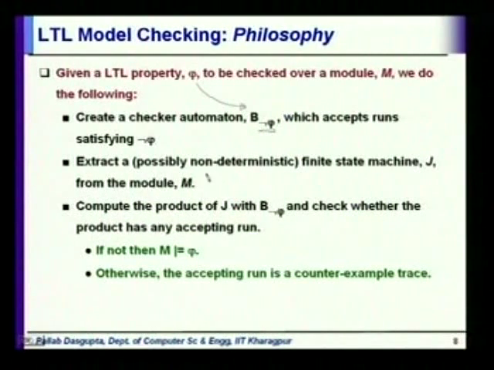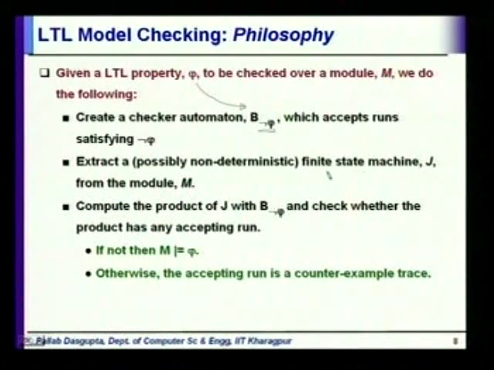Now, we extract a possibly non-deterministic finite state machine J from module M. Why can it be non-deterministic? Because the module M may have inputs, and the next state inputs are non-deterministic. It is with the environment. So you do not know what the next state inputs are. You can treat that as non-deterministic, that the next state inputs are decided non-deterministically. That is why the state machine J that you extract from M can be a non-deterministic state machine.